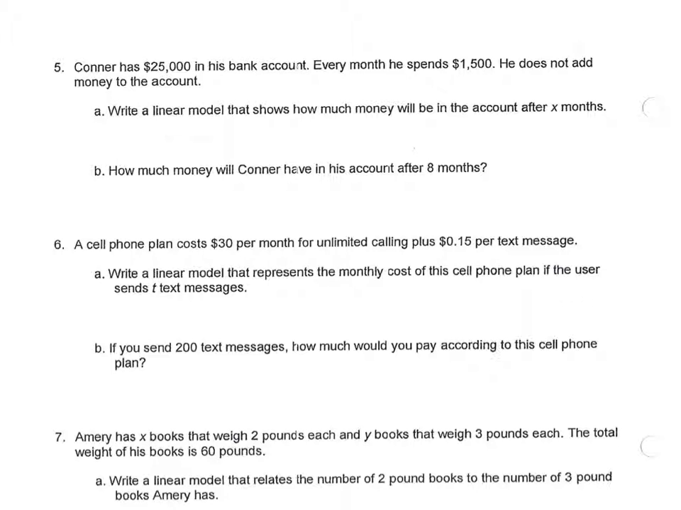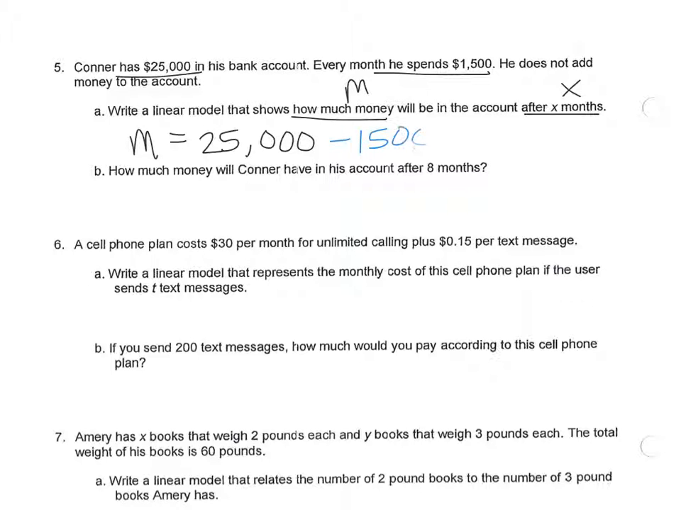Okay, number 5. Connor has $25,000 in his bank account. Each month he spends $1,500. He does not add money to the account. Write a linear model that shows how much money, which we'll let be M, will be in the account after X months. Money equals the starting amount, which is what he has now, 25,000, and he spends $1,500 a month. So it's going to be minus 1,500X, months X.